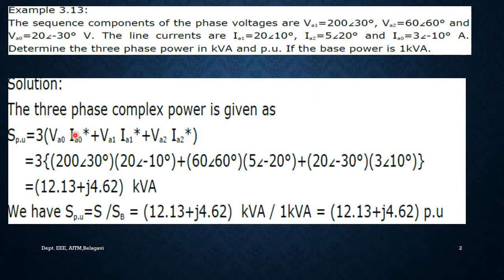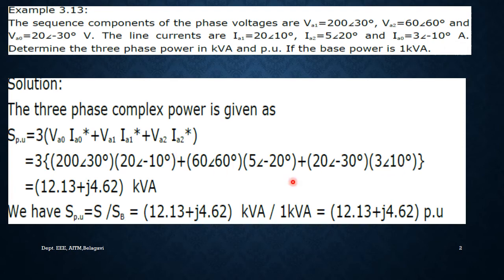Then the next term is the zero sequence component voltage and current. The zero sequence component voltage is given as 20 at an angle of minus 30 degrees, into the zero sequence component current, which is 3 at an angle of minus 10 degrees. This time we want the conjugate of the zero sequence component current, so the sign gets changed. It is negative, and we change it to positive. That gives the conjugate of the zero sequence component current, which is 3 at an angle of 10 degrees.